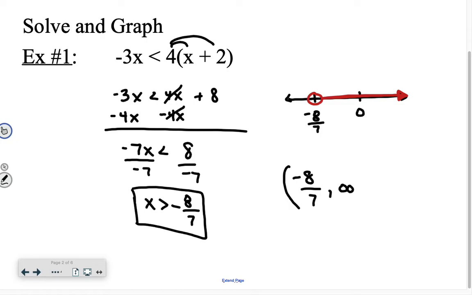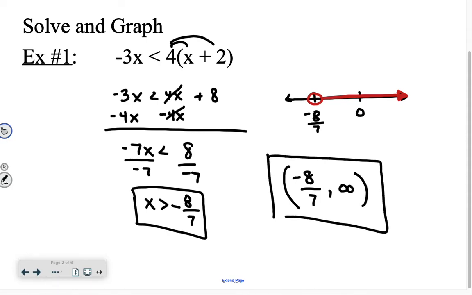Whenever you see an infinity symbol, whether it's positive infinity or negative infinity, you always put a parenthesis. Anybody tell me why? We said a bracket means you're including that value, right? Can I include infinity? It's not a number. Infinity is a concept, so you are not able to include a concept, unless it's an actual number that you can include. So here is your interval notation on this one. This says all the values from negative 8/7 to infinity will work, not including either of those.